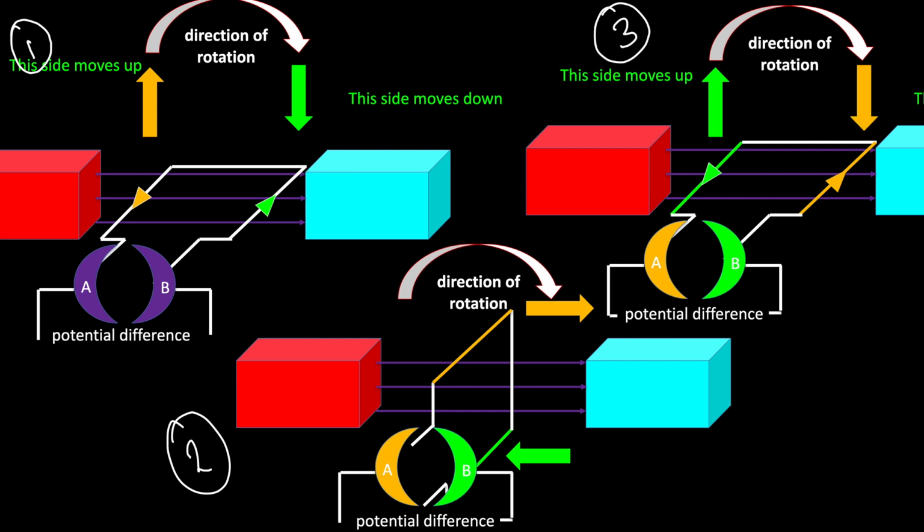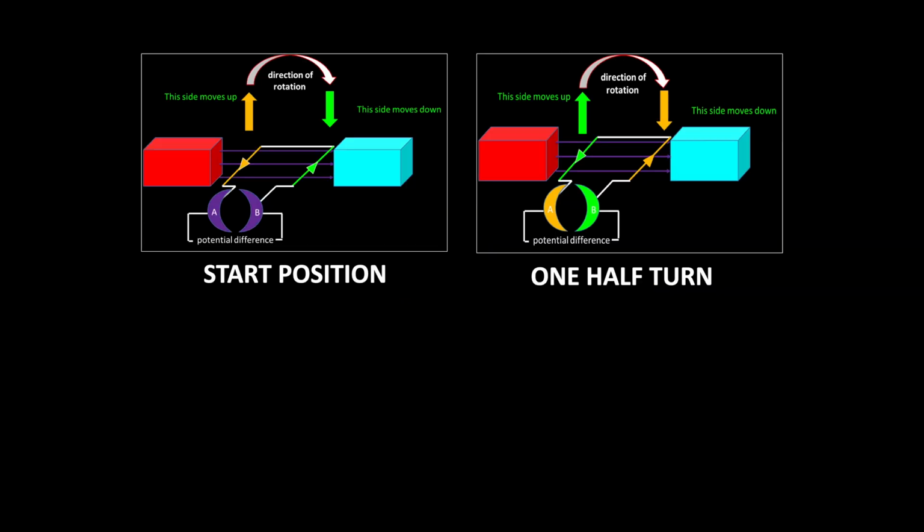We can see that due to the split ring commutator, which rotates as the coil rotates, current still flows out of side B and in to side A. This is very similar to what we see in phase 1. The direction of our current flow hasn't switched because our commutator has rotated and switched direction. So current still flows out of side B, just like in phase 1, and in to side A, just like in phase 1. This is a key difference between an alternator and a dynamo.